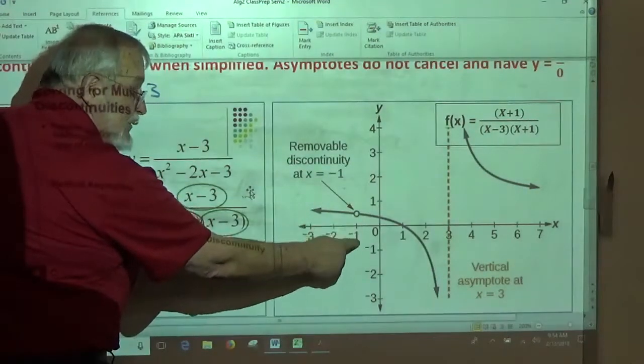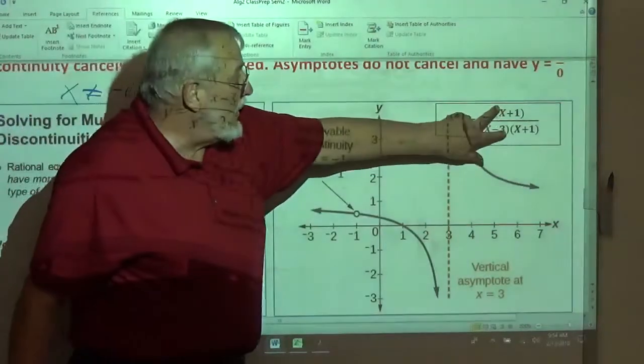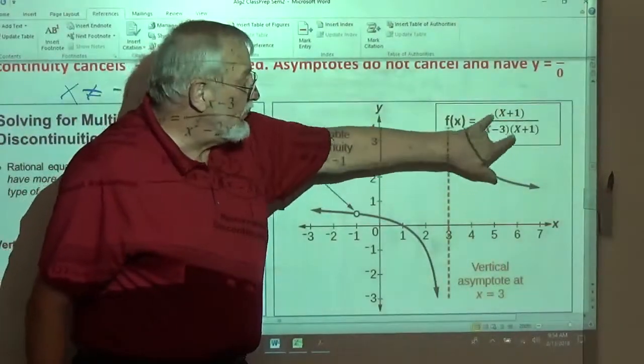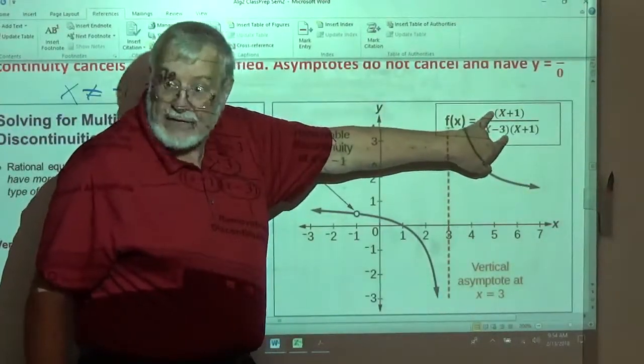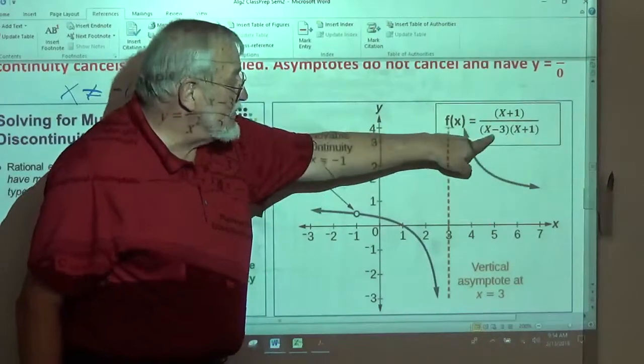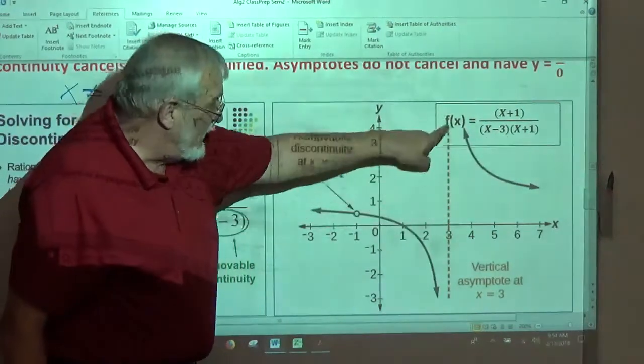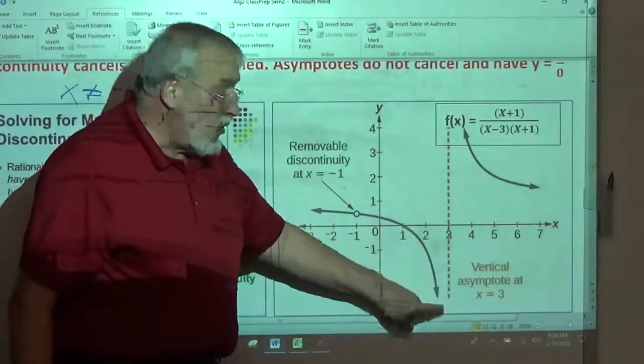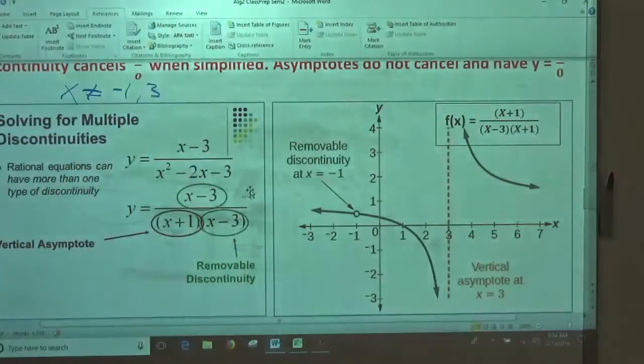Why is there a hole at negative 1? Because we have two binomials right here that cancel out. There's an asymptote at 3. That's right there. So that means it will approach 3 but never touch it.